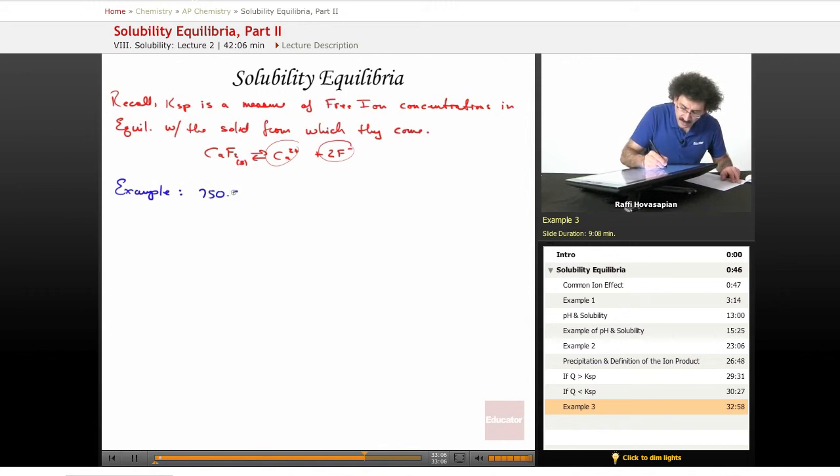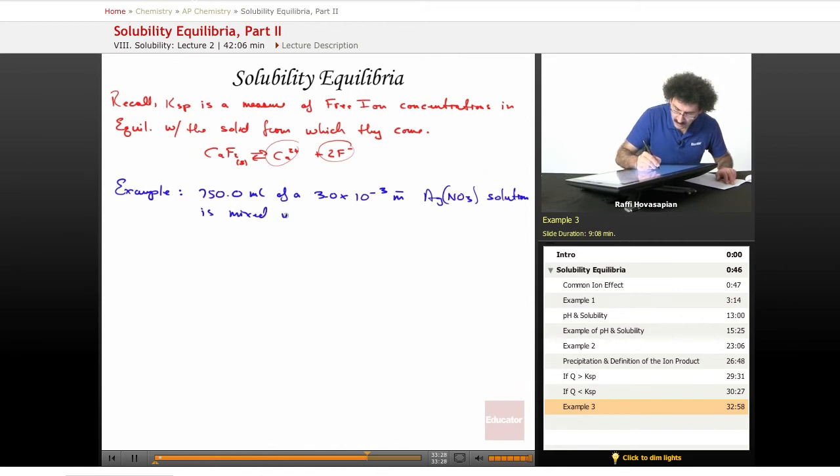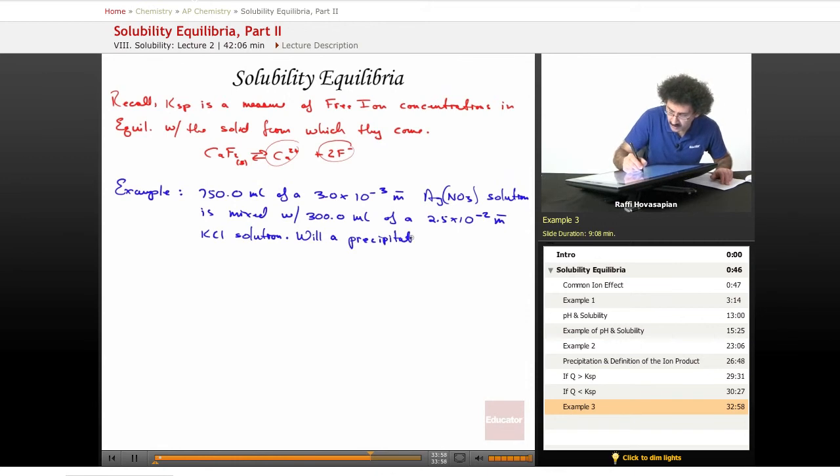Example, 750 milliliters of a 3.0 times 10 to the negative 3 molarity silver nitrate solution is mixed with 300.0 milliliters of a 2.5 times 10 to the negative 2 molar potassium chloride solution. Will a precipitate form? Okay.